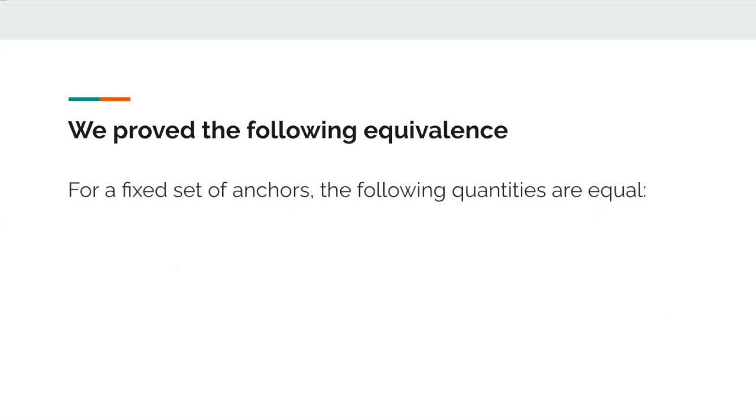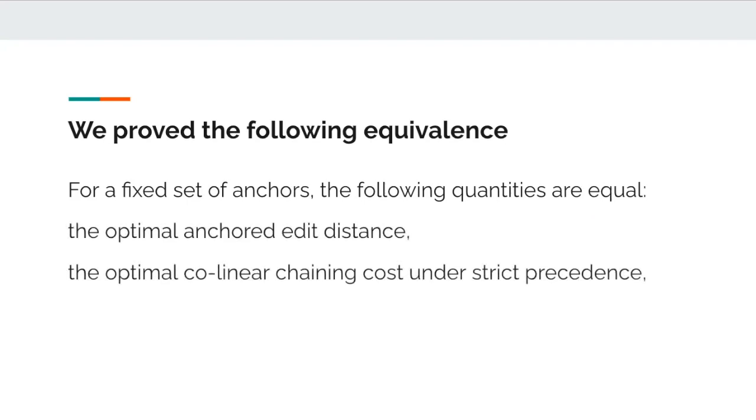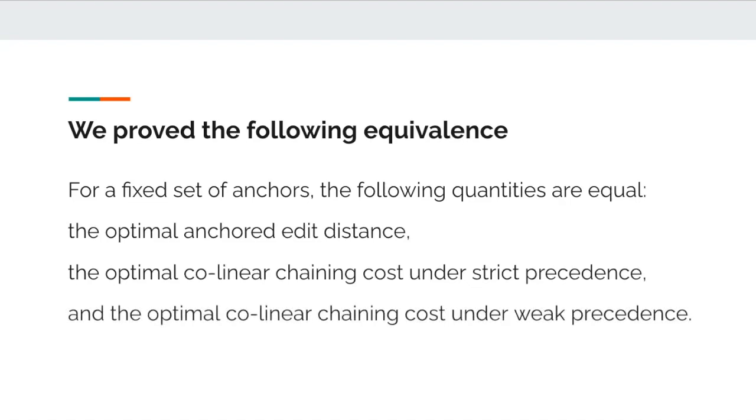For a fixed set of anchors, the following quantities are equal: the optimal anchored edit distance, the optimal collinear chaining cost under strict precedence, and the optimal collinear chaining cost under weak precedence. This makes the first direct theoretical connection that we're aware of between collinear chaining and edit distance.